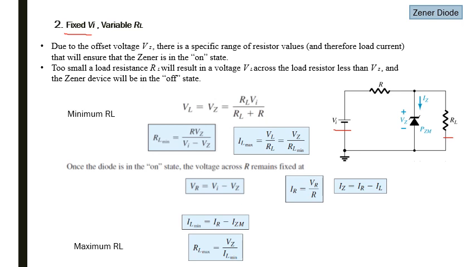To find the minimum value of RL, we use this equation again, since we know the minimum voltage required to turn this diode on is Vg. That means VL should be equal to Vg at least to turn this diode on. So by putting in this equation, we see the RL minimum, which is derived from this equation, is equal to R into Vg over Vi minus Vg.